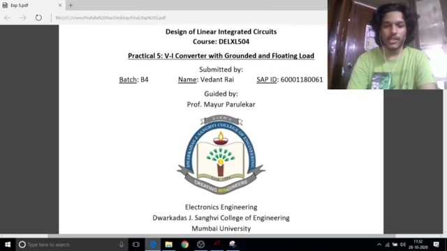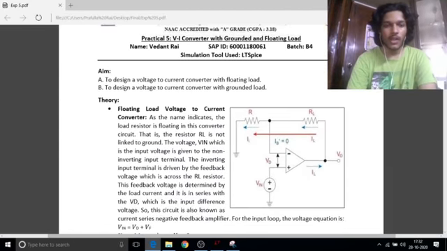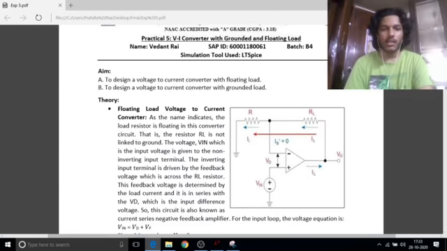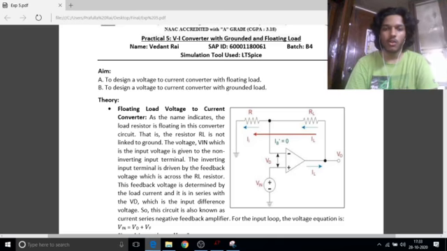Today I will be presenting experiment number 5 of my DLIC practicals. The aim of this practical is to design two voltage to current converters. The first one using a floating load and the second one using a grounded load.